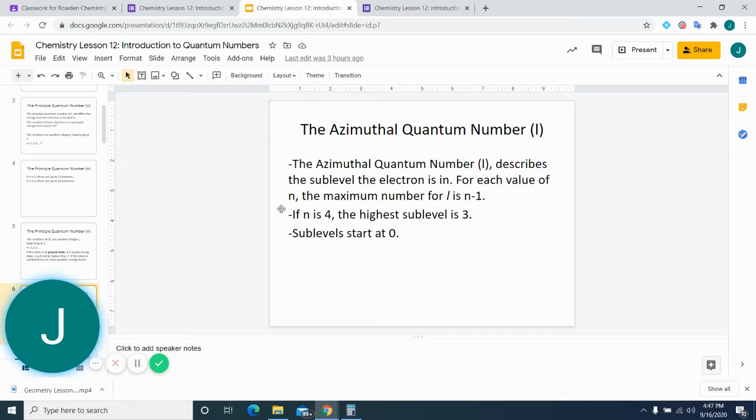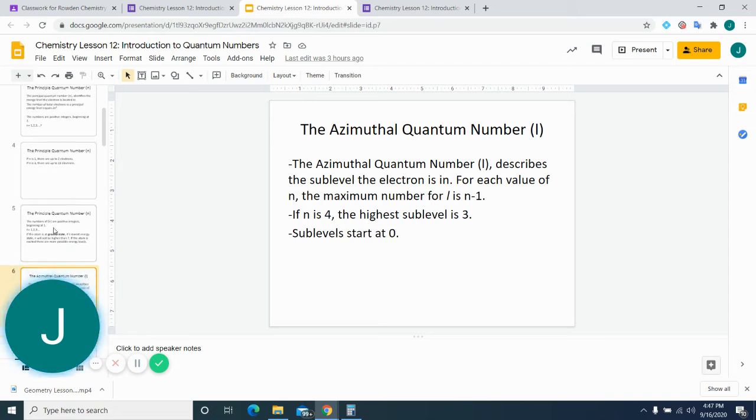The idea here, whatever your number is for n at that energy level, the maximum number you'll have for L is just one below n. So if n is 4, the highest sublevel is 3. If n is 7, the highest sublevel is 6. So it's just n minus 1 that tells you the highest L will be. Now the sublevel, or the L, starts at 0, and the highest it gets depends on which energy level we're talking about. So that's our only equation for this one.